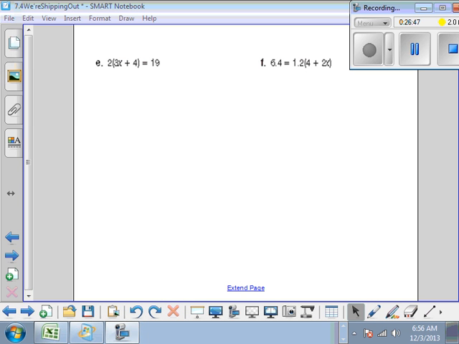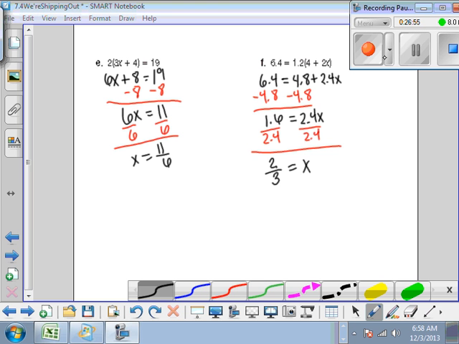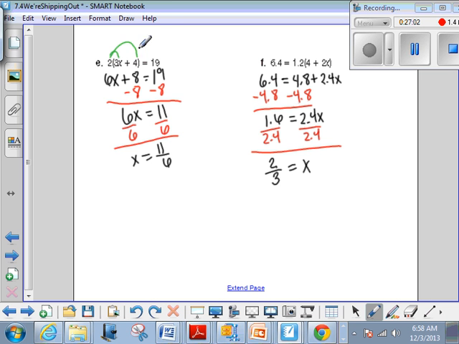Again, I used the distributive property for E. Once I did that, I didn't need to combine any like terms, so I just went ahead with my 2 steps. I subtracted 8 from both sides, and then I divided both sides by 6. I'm left with 11/6. I could turn that into a mixed number, but I'm just going to leave it as an improper fraction, and it's in simplest form as an improper fraction.